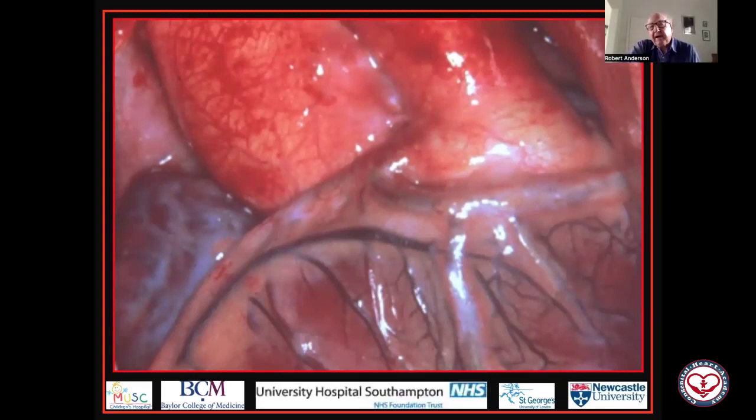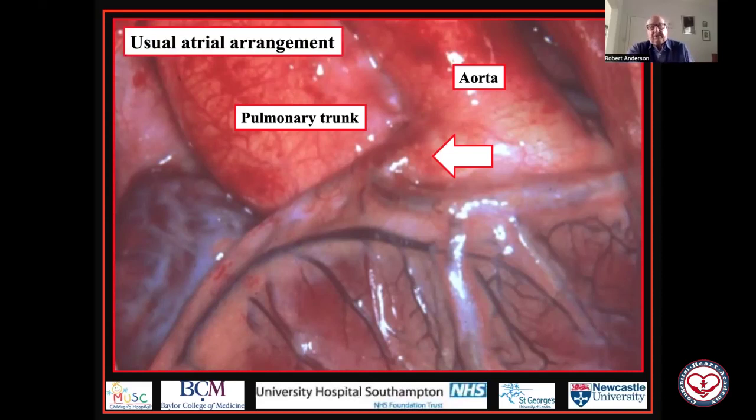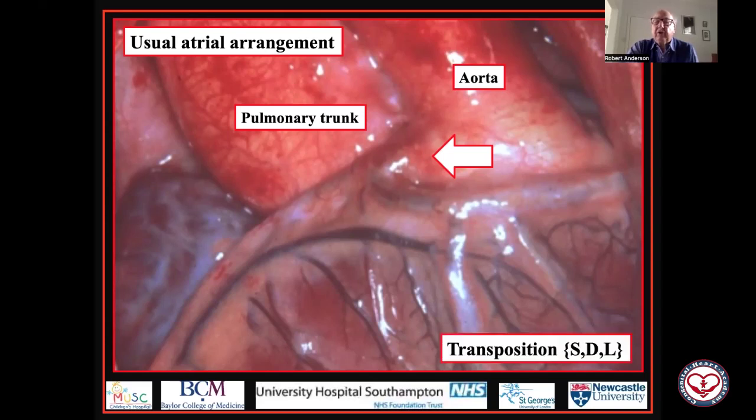The heart that Diane showed you when comparing the influence of the atrioventricular connections was a heart such as this. The aorta in this instance is anterior and it is left-sided relative to the pulmonary trunk. We can see that it is the aorta because it's giving rise to one of the coronary arteries. But as in the example that Diane showed you, this is a heart that has usual atrial arrangement. So here we have L transposition, but it is not congenitally corrected.